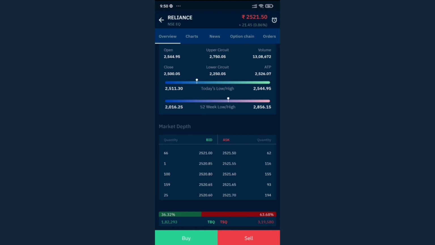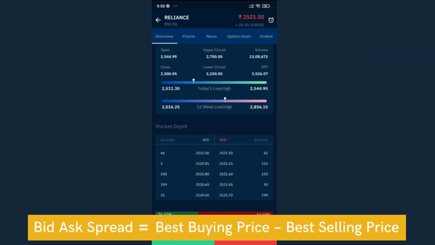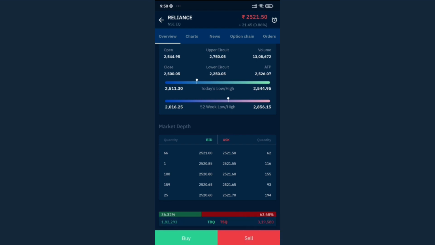Now here you need to understand one term known as bid-ask spread. Bid-ask spread is the difference between the best buying price and the best selling price. In this screenshot, you can see the best buying price is 2521. Why best buying price? Because it is the highest bid price. And 2521.5 on the right side is the best selling price. Why is it the best selling price? Because it is the lowest.